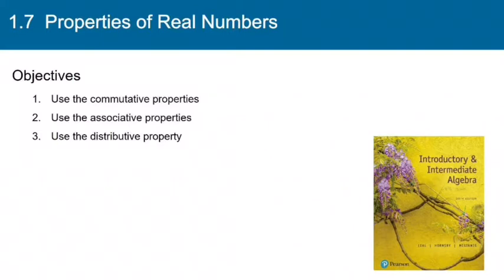Today we're in section 1.7 and we're going to be talking about properties of real numbers. These are rules that all numbers have to obey, and we're going to look at three properties: the commutative property, the associative property, and the distributive property. All three of these are necessary for simplifying algebraic expressions and for solving equations, which is where we want to eventually get to. So let's go ahead and look at these three very important properties.